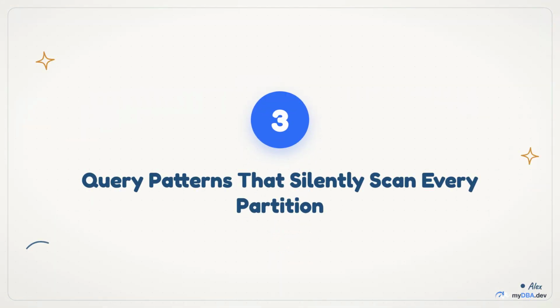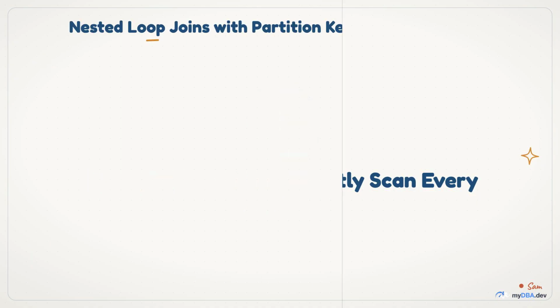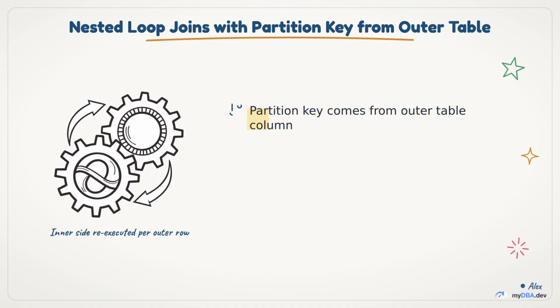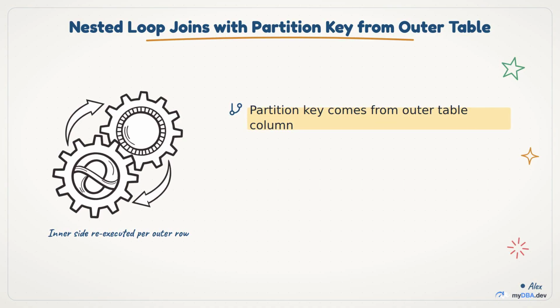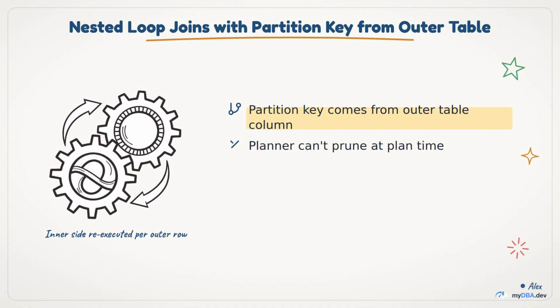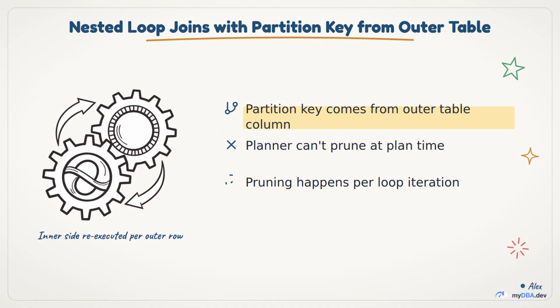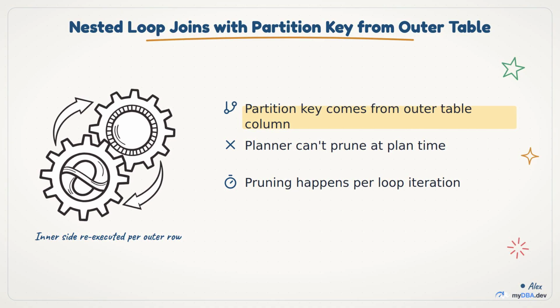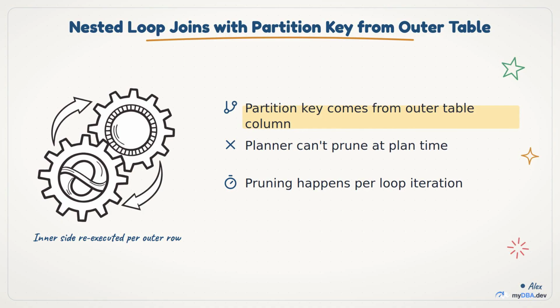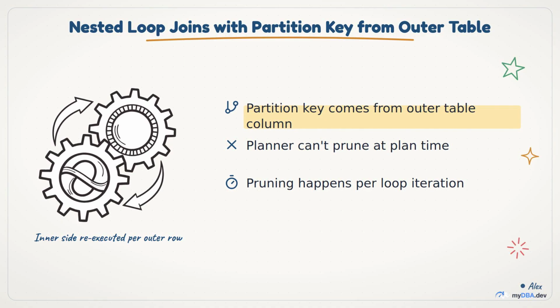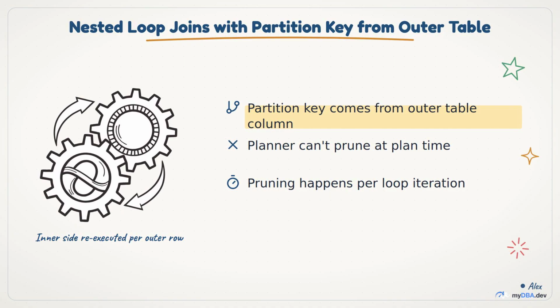Even when your where clause looks fine, certain query patterns disable pruning in ways that aren't obvious. These are the traps that catch experienced developers. What kind of patterns? Picture a nested loop join where the inner side is your partition table and the join condition references the partition key. Something like from customers c join orders o on o.order_date equals c.sign_up_date. The partition key value changes for every outer row, so planner time pruning can't happen because the planner doesn't know the values.